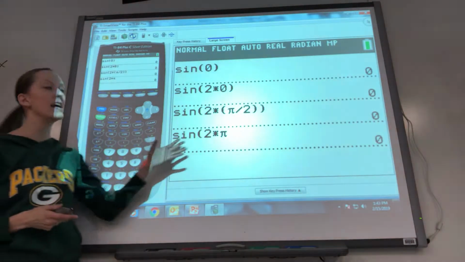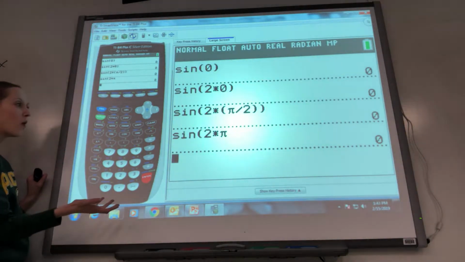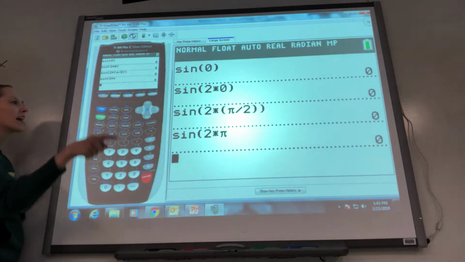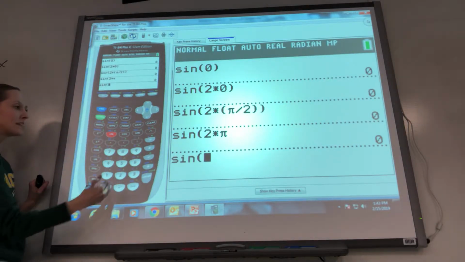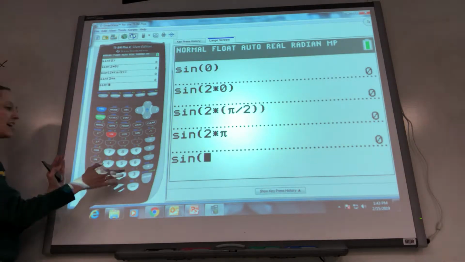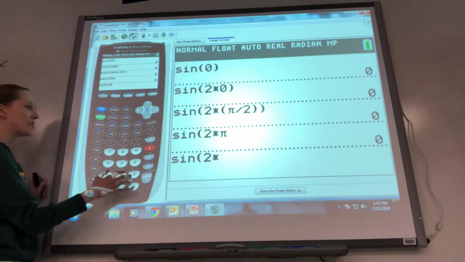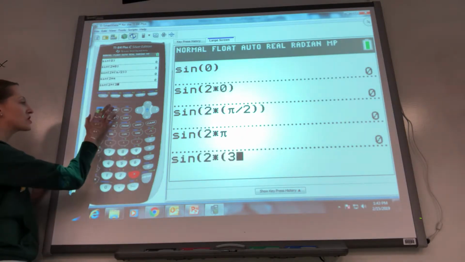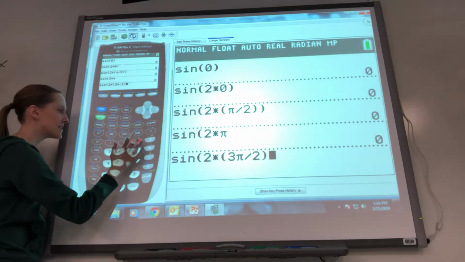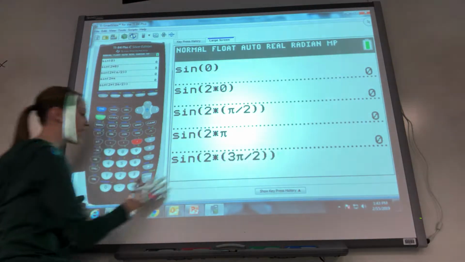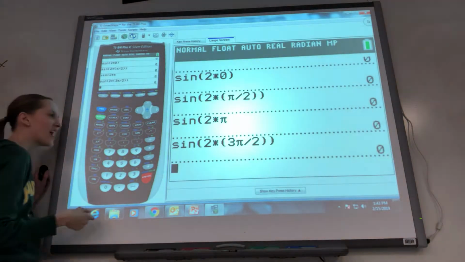That's the same thing. But that, believe it or not, gives me back another 0. Now I need to plug in the 3 pi over 2. So I'm just doing this long ways. Sine of 2 times 3 pi over 2. And here come the parentheses again, which might be overboard. You may not actually need them, but I like for it to stay together since it was a fraction. That gives me back another 0.